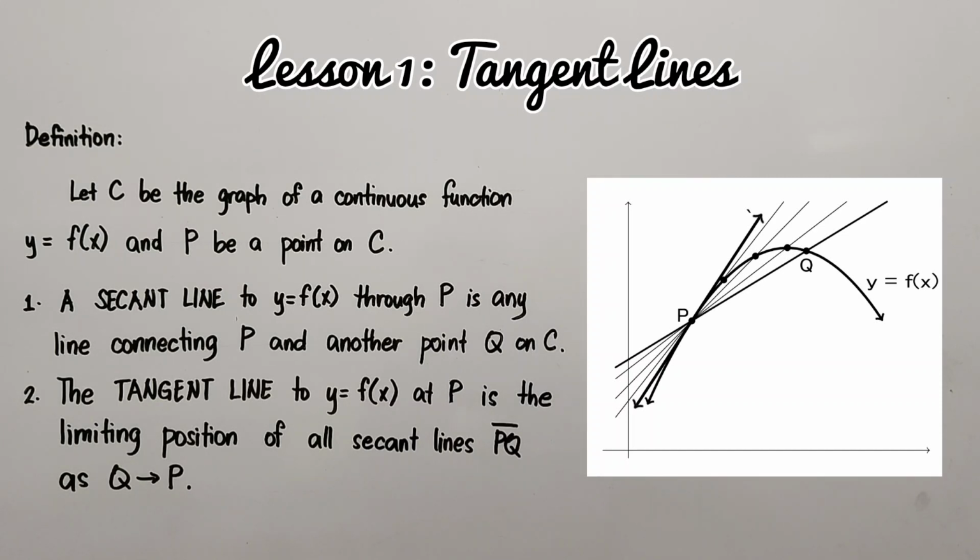If we move the point Q closer and closer to P, represented by that series of points in between P and Q, we can come up with a line that only touches the graph at P, because at this point, P is the same as Q. Such line is called tangent line. It shows that the tangent line is the limiting position of all second lines at a certain point on the graph, both from the left and the right of such point.